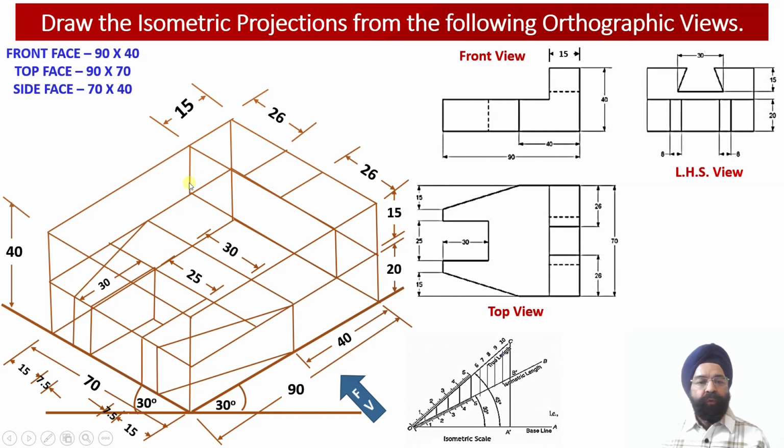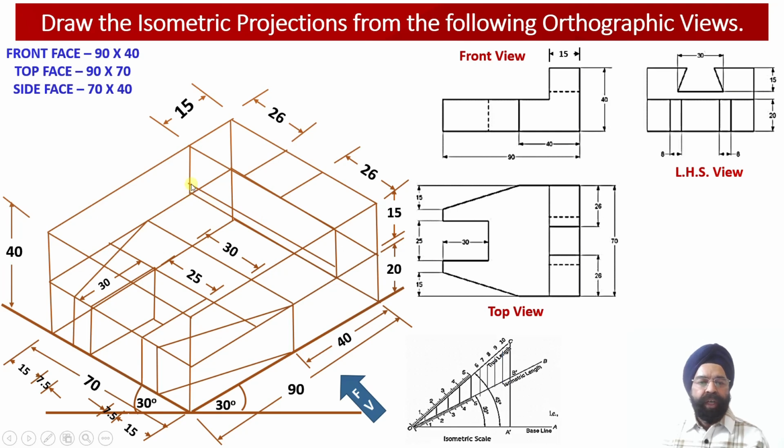So now one projector line we are going to obtain over here. We can check 5 millimeter from the top face of this horizontal surface or 15 millimeter below this top surface of the solid. So one horizontal projector line we have drawn parallel to the x-axis. Now onto this horizontal line we are going to obtain the bottom of this particular angular slot.